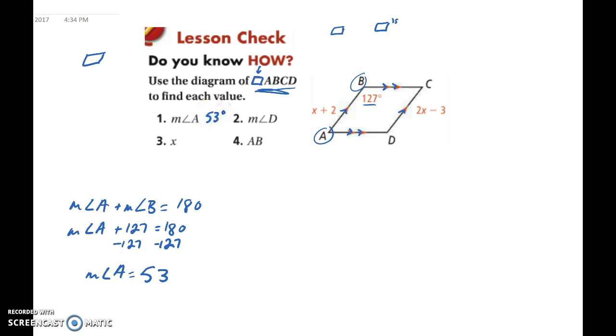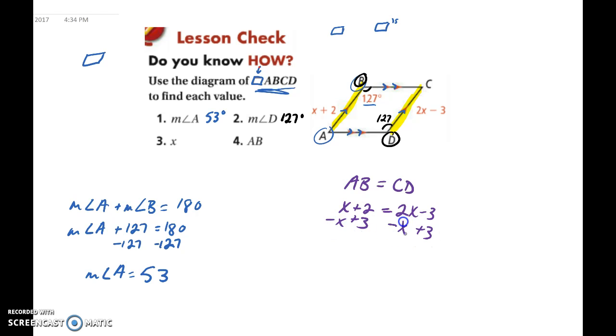If I want to solve for the measure of angle D, well, B and D are opposite angles, so that means they are congruent. So if that's 127 degrees, I know D has to also be 127 degrees without doing any work. If I'm going to solve for X, in a parallelogram, I know opposite sides are congruent. So I can say that segment AB is equal to CD, and I can plug in X plus 2 for AB because that's what it's equal to, and 2X minus 3. And I can solve for X, so I'll add over 3, subtract over X, so X is equal to 5.